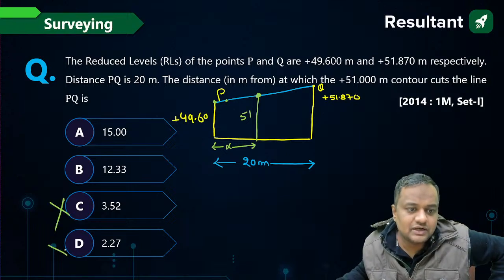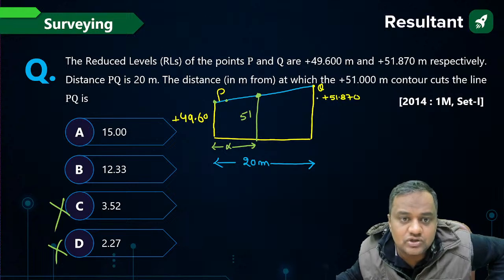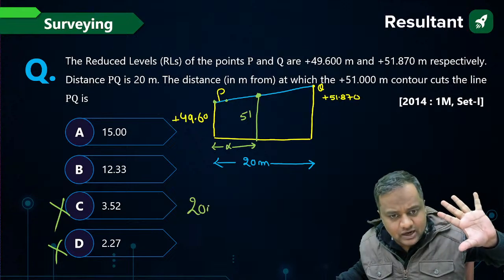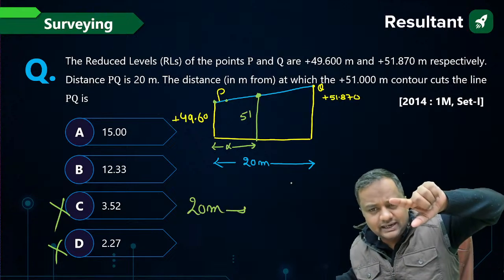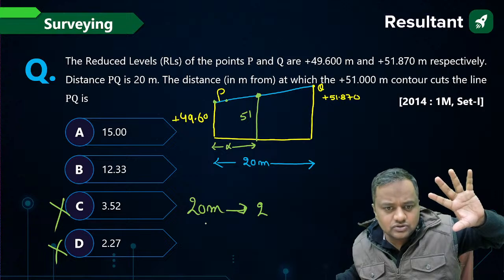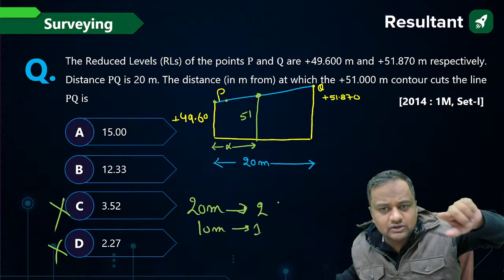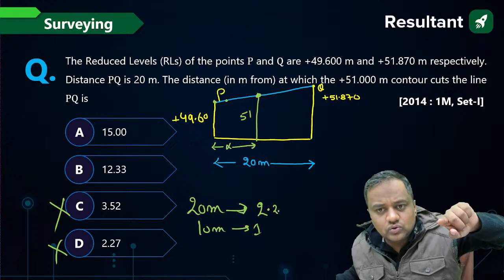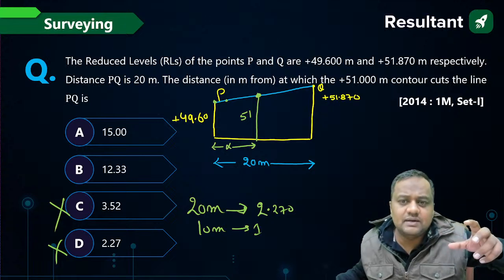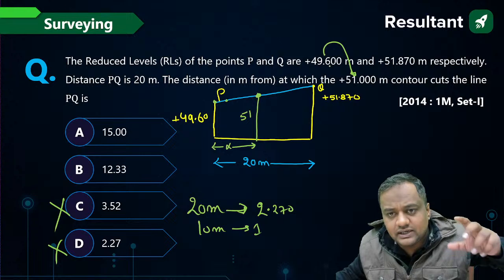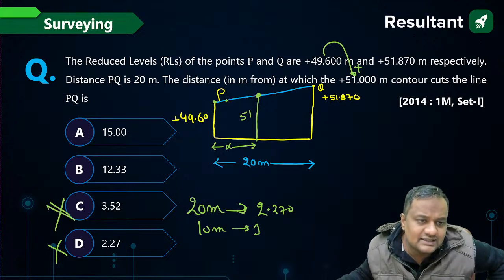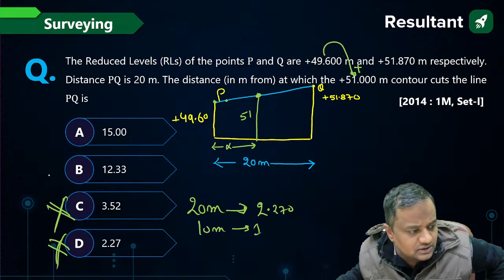Of course, guys, these small values cannot be the answer, because if in 20 meters it is jumping approximately 2 meters, then in 10 meters it will jump 1 meter. Actually, to be precise, it is 2.270, but roughly I am saying 2. So in 10 meters it is a jump of 1. I want a jump of more than 1 here, from 49.6 to 51. So the answer will be more than 10. These cannot be the answers, guys. If you do proper interpolation, then this will be the answer.